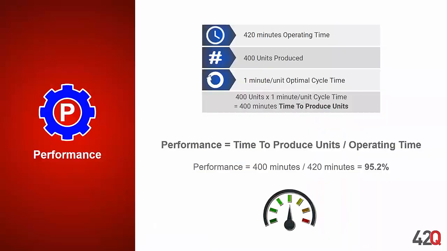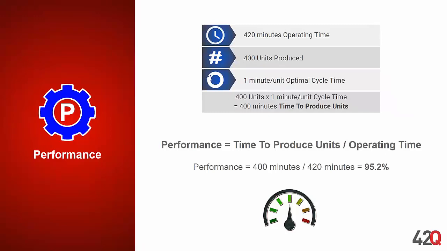So our next factor is performance. So performance is going to be our throughput. So how many units are we getting produced in this machinery? All right, so along this same example, let's say we have that 420 minutes of operating time. And in that 420 minutes of operating time, we produced 400 units.